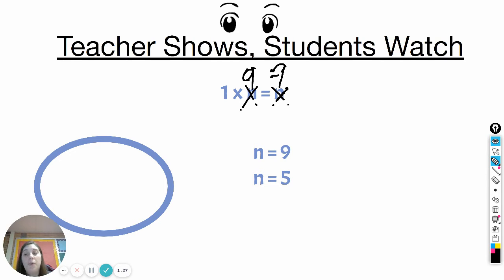So now I'm going to show you how that statement is true. Okay, so over here I have a big circle. This is my one group. And I'm saying that n equals 9, so that means in here I have to have 9. 1, 2, 3, 4, 5, 6, 7, 8, 9. So I have one group of 9, 1 times 9, and that equals 9. Okay, because there's only one group and we put 9 dots in it, so it equals 9.